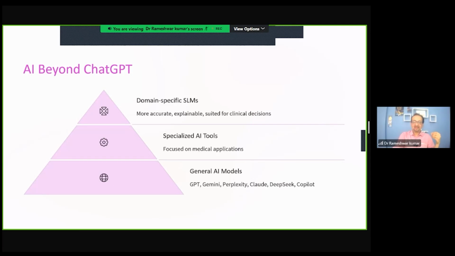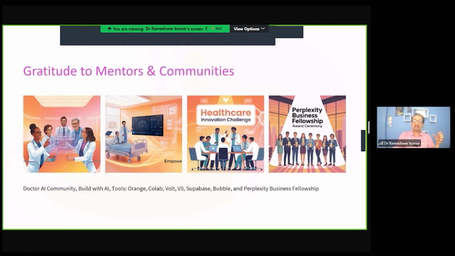And thanks to my mentors and the community, I associated with two communities from where I used to learn. First is the Doctor AI community, in which I really want to thank Professor Kulkarni, Dr. Dev, Dr. Anish, Dr. Alo, Dr. Atul. These people are not just mentors; they become friends in this journey.